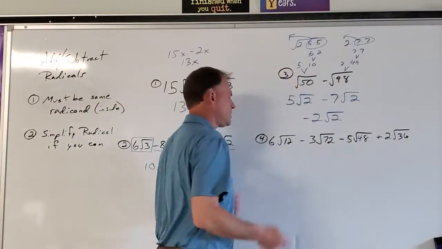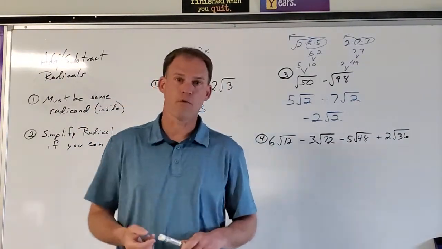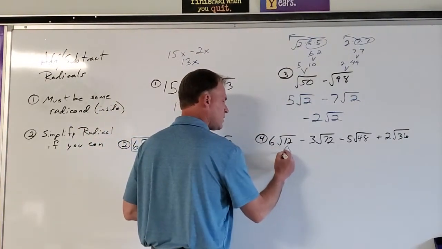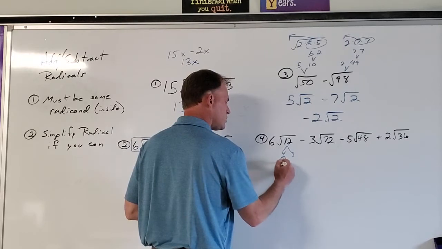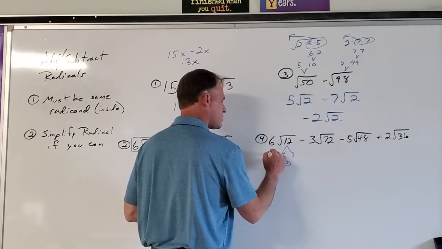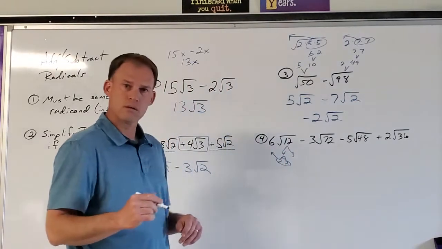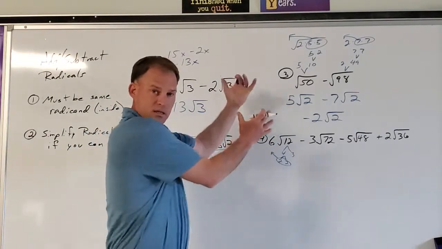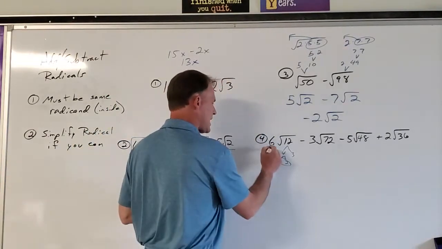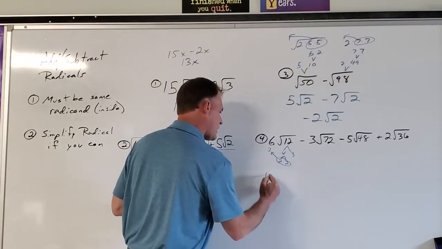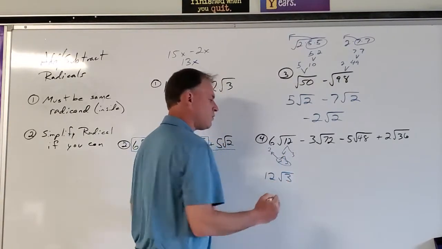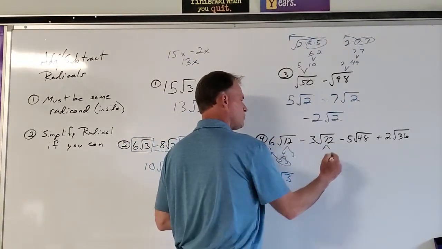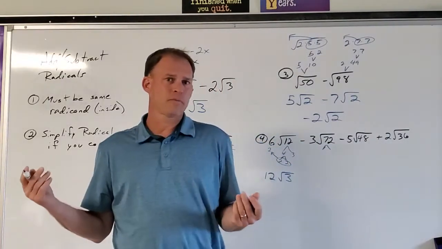So let's take on number 4. What goes into 12? I got 4 and 3, 2 and 2. So I got a pair of 2's getting out. There's already a 6 out here. We talked about this the other day. I just multiply whatever comes out of the radical by what's already out of the radical, and that's 12 root 3. Next term, 72. We talked about multiple ways to do this.